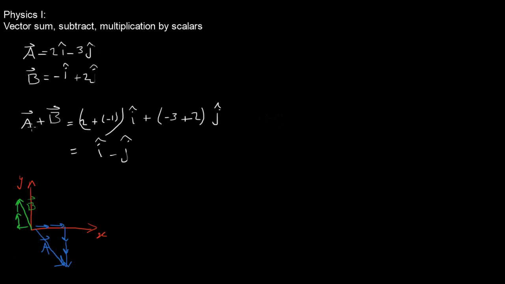Let's now draw vector A plus B. Together it's just a new vector. So it is 1i hat minus j hat. So therefore vector A plus B is just this. So A plus B is here.